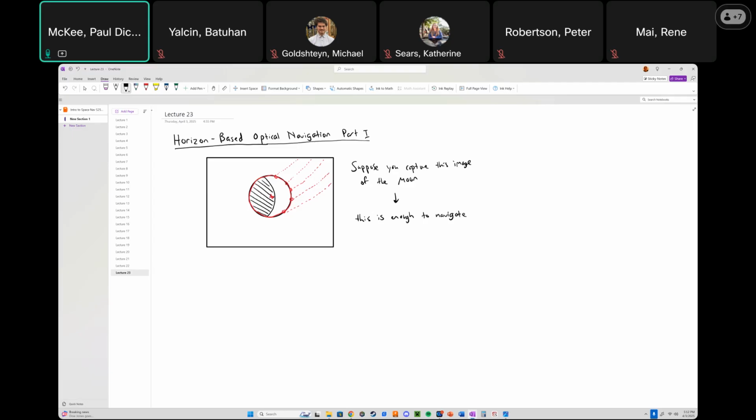Processing an image of a planet or moon to find its horizon line and estimating relative pose is referred to as horizon-based optical navigation.